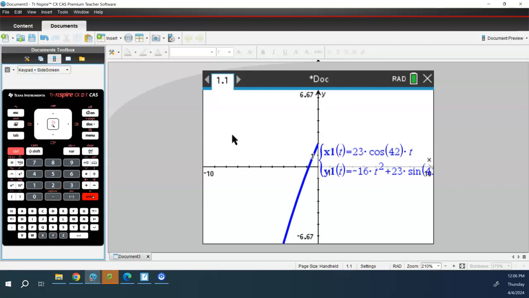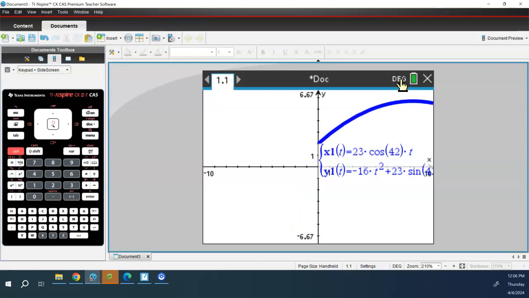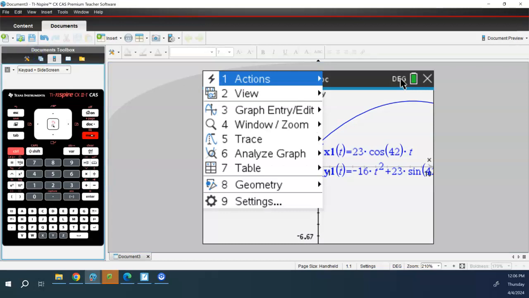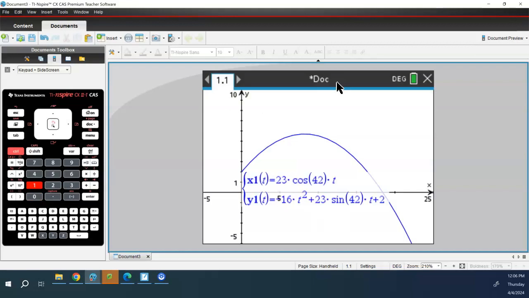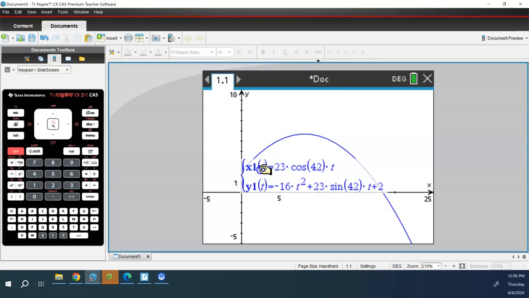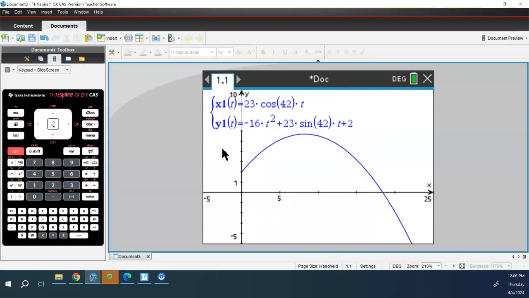Make sure your calculator is in degrees for this one. Otherwise, you're not going to have the correct answer. It's going to go backwards. Nobody wants a spitball that goes into their mouth.